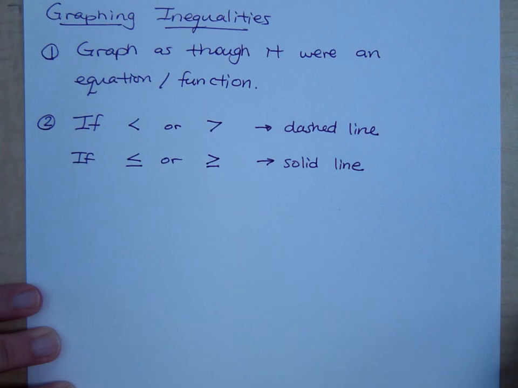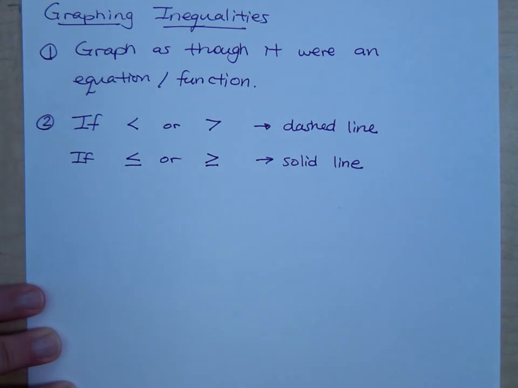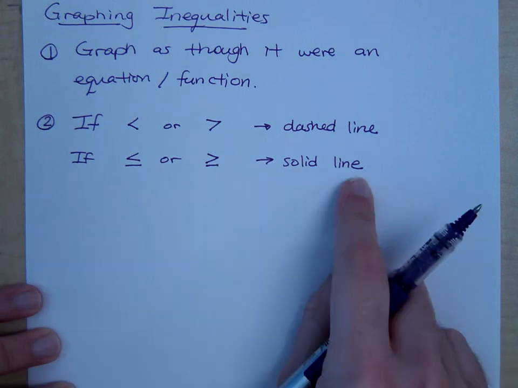You guys with me on that? Because think about that. When we had less than symbols or greater than, you had open circles on the number line, right? When we start talking about graphing in 2 dimensions, then that corresponds to having a dashed line. Likewise, a filled-in circle is a solid line.